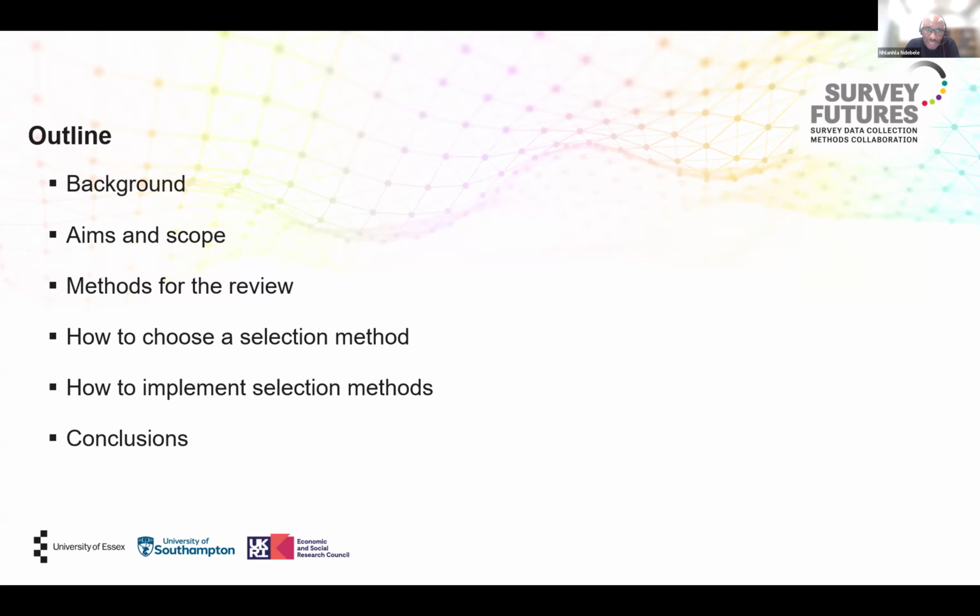We'll think about the methods that we used, and the primary focus really would be looking at how to choose selection method, plus also how to implement those methods and what is good practice. And then we'll just draw some conclusions from there.